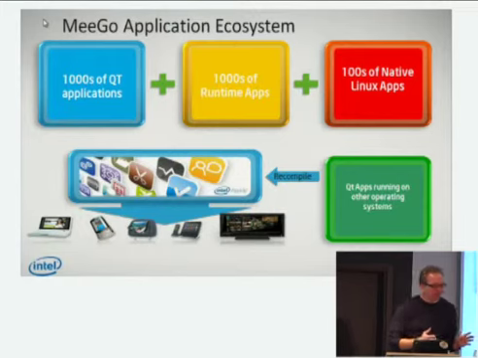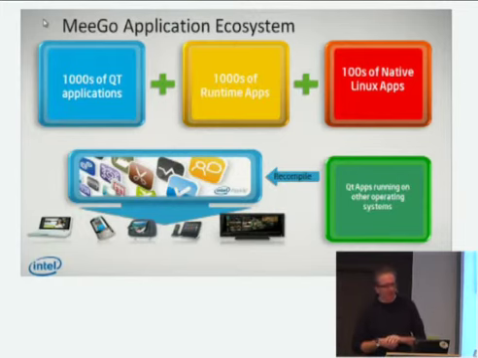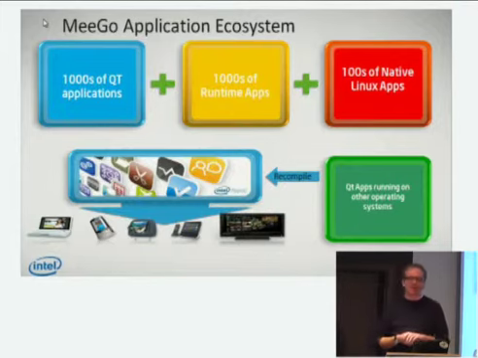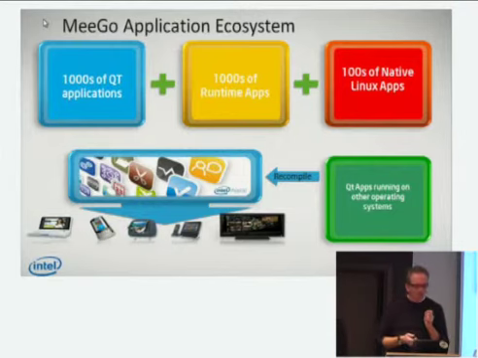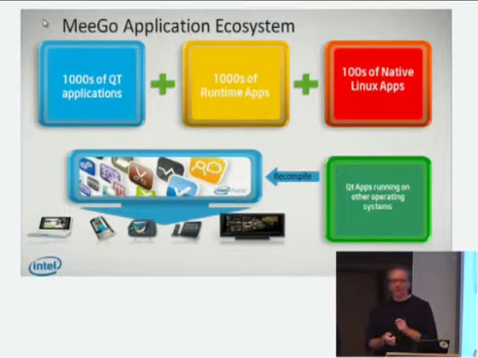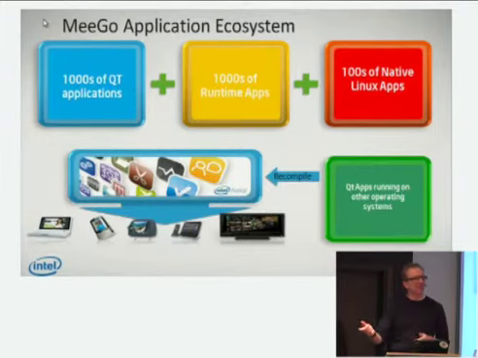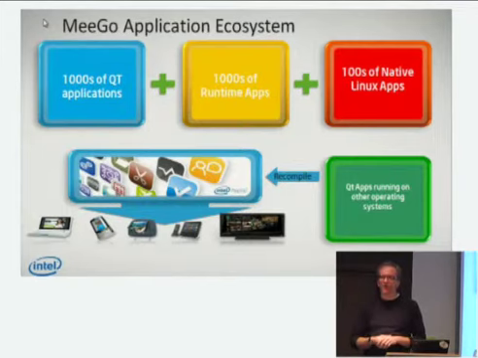Let's go back from hardware, real hardware, to the application ecosystem. One of the things that I find interesting in the way MeeGo is being presented is on this slide. If you look at the red box, it talks of hundreds of native Linux apps, and it contrasts that to the blue box of thousands of Qt applications. A lot of people ask me, aren't Qt applications native Linux apps as well?